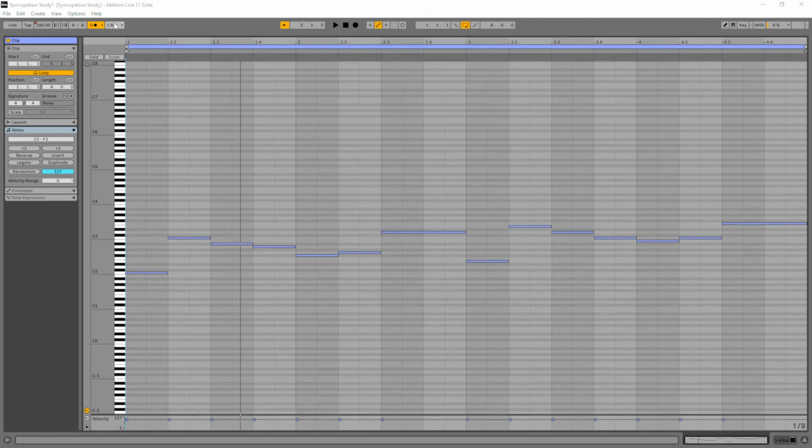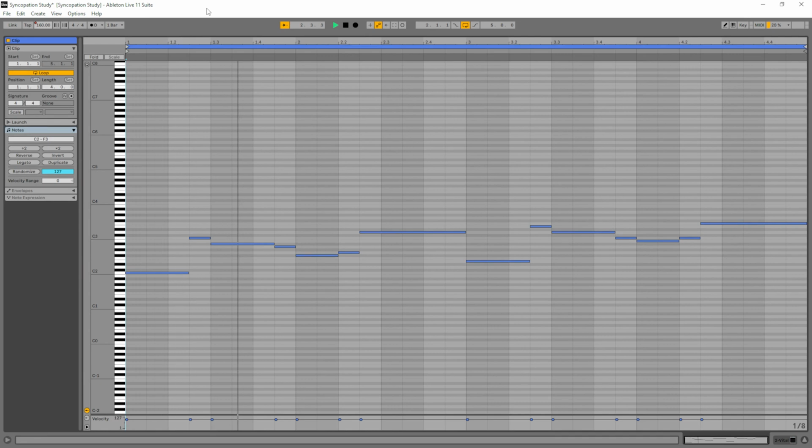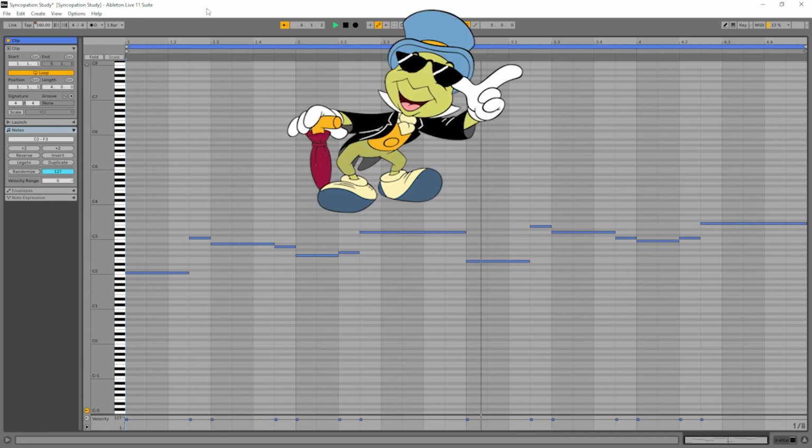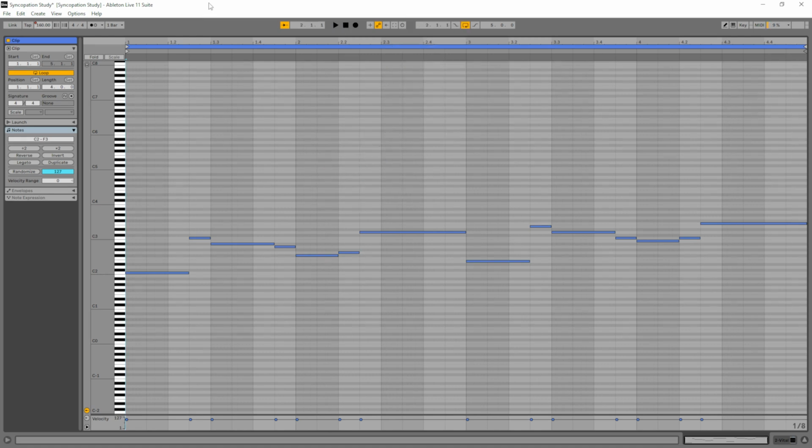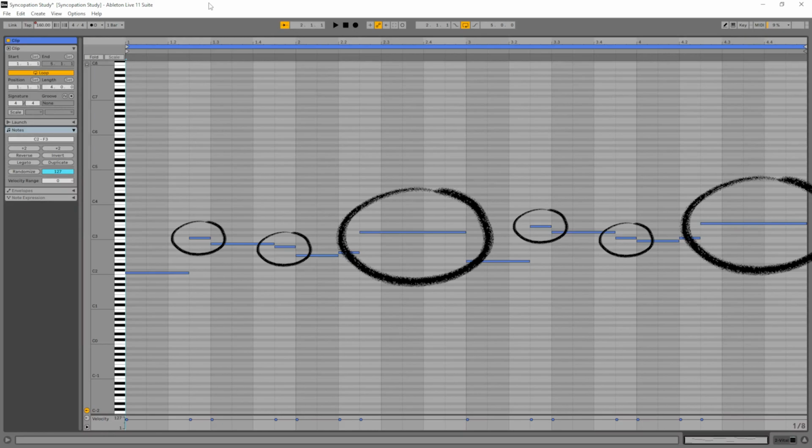And here's an example of how they added syncopation according to their formula. Basically, they anticipated or delayed certain notes by a smaller subdivision of the beat.